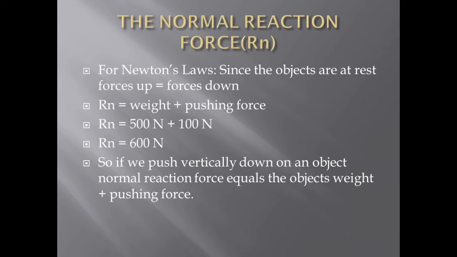For Newton's laws, since the object is at rest, forces up equal forces down. Rn equals weight plus pushing force. So Rn equals 500 newtons plus 100 newtons. Rn equals 600 newtons. So if we push vertically down on an object, the normal reaction force equals the object's weight plus the pushing force.